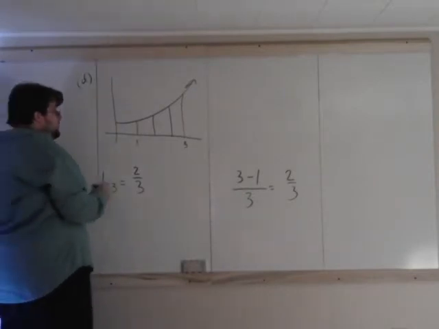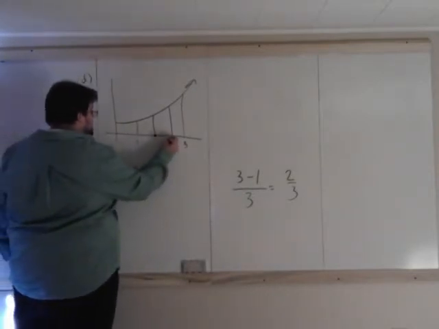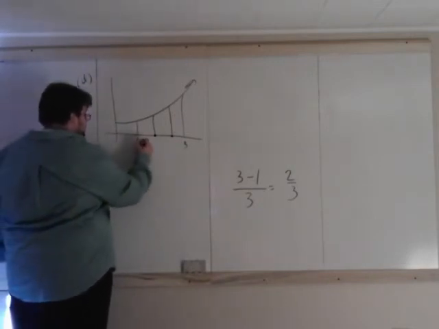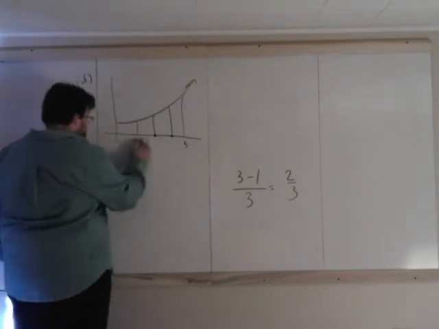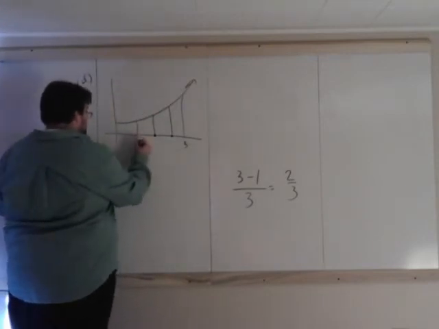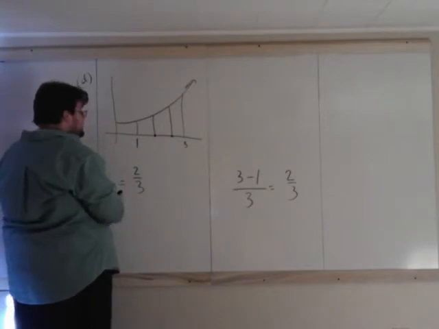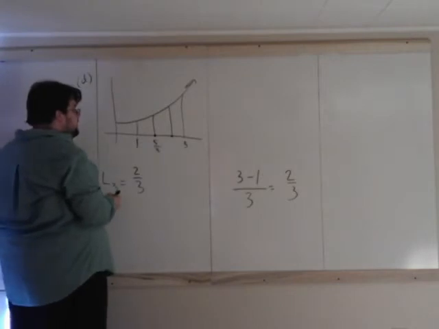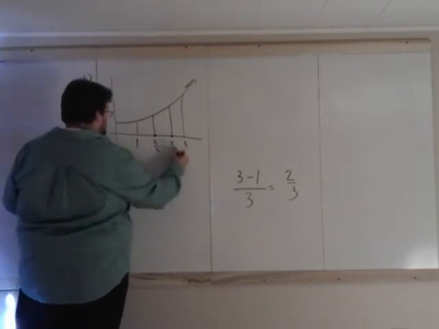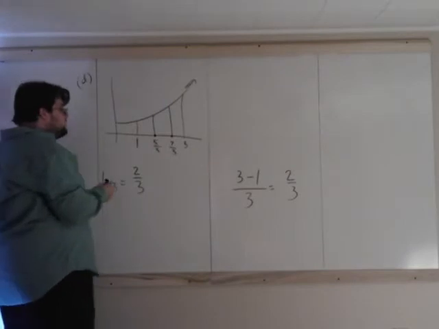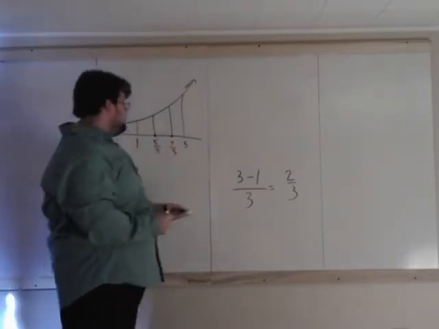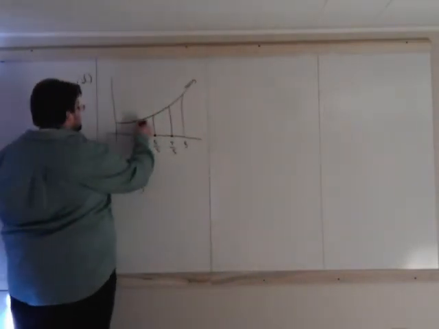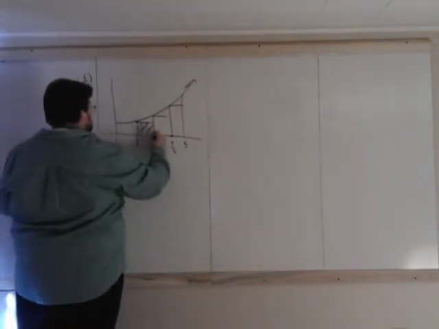If the base is 2/3, we need this x value and this x value. We start at 1 and go over 2/3. 1 is 3/3, and 3/3 and 2 more thirds is 5/3. 5/3 and 2 more thirds is 7/3. 7/3 and 2 more thirds gives us 9/3. And once we have this, we can form the rectangles and add the areas.